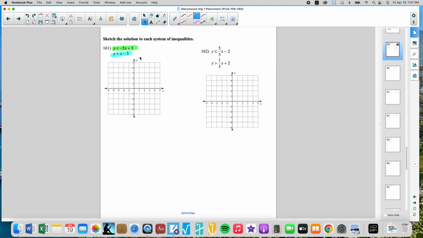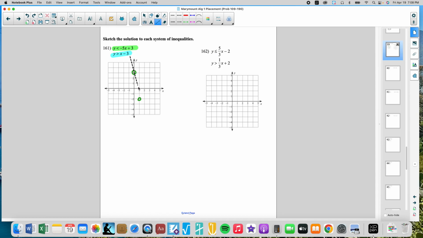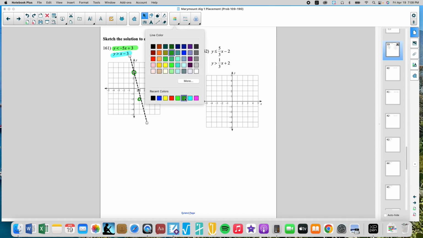So 3, open circle, because it is not equal to. My slope is -5. 1, 2, 3, 4, 5. Right, 1 open circle. I can't do any more. I'm going to make this a dotted line because it's showing that the boundary is not including. I'm going to make it green.